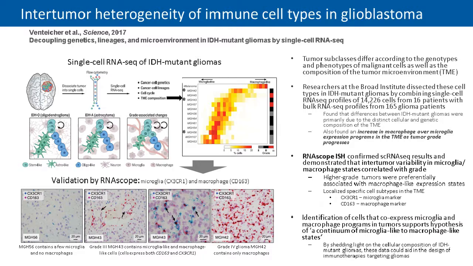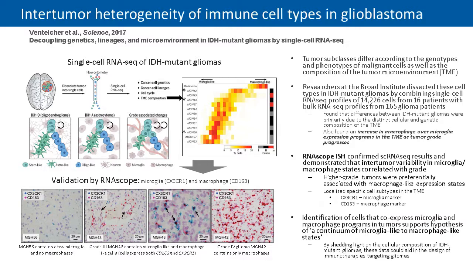They found that differences between IDH mutant gliomas were primarily due to the distinct cellular and genetic composition of the tumor microenvironment, and an increase in macrophage over microglia expression programs in the tumor microenvironment as tumor grade progresses. RNAscope ISH confirmed these results and localized specific cell subtypes in the tumor microenvironment to demonstrate that intertumor variability in the microglia or macrophage state was correlated with glioma grade.